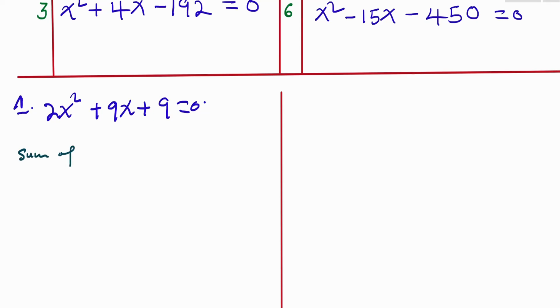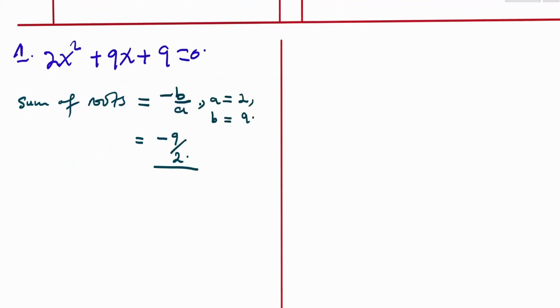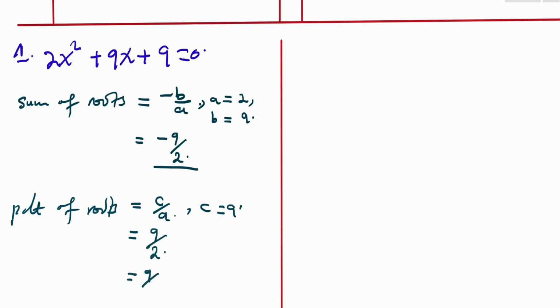For us to get the sum of roots, we said it is equal to negative b divided by a. But our a in the equation above is 2 and our b equals 9, implying that if we substitute, we are going to have negative 9 divided by 2. So this becomes the sum of roots. Also, product of roots, we are going to have c divided by a. As we substitute, our c is 9, so we are going to have 9 divided by 2, implying that our product of roots equals 9 divided by 2.